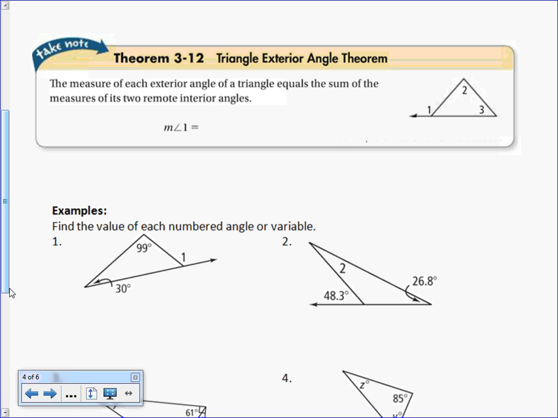So the measure of angle 1 in this picture is equal to the two that are not next to it, the non-adjacent interior angles, which would be the remote angles: the measure of angle 2 plus the measure of angle 3. So that's an interesting thing there.